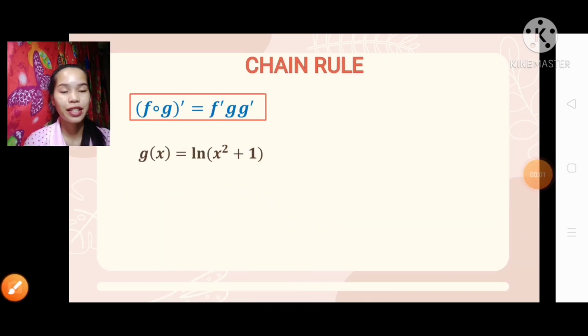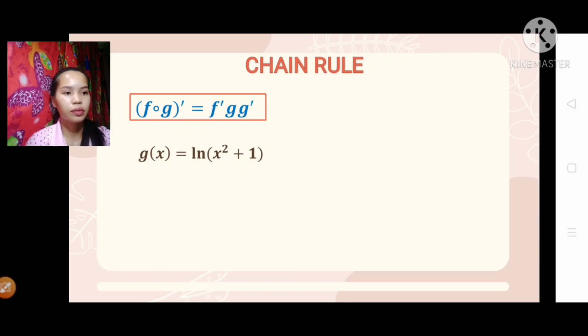We have another rule, which is the chain rule. The chain rule says that the derivative of f of g is equal to f prime of g times g prime. So we have here an example. g of x equals ln of the quantity x squared plus 1.